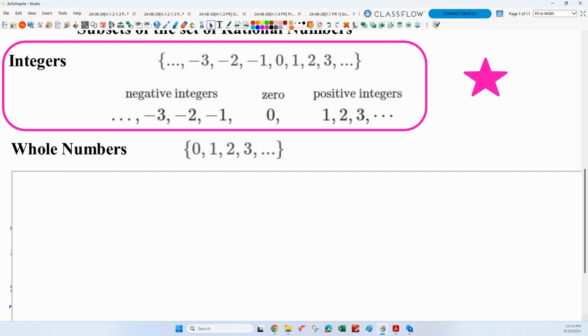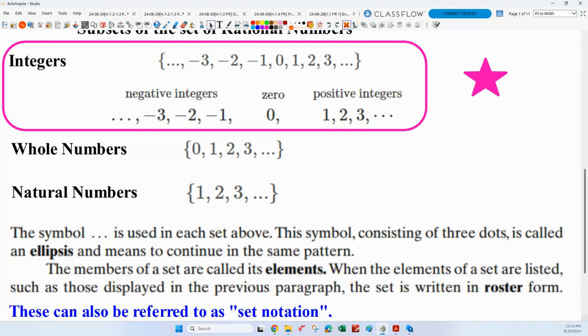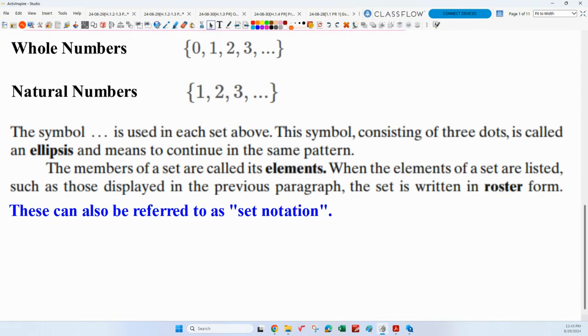If I exclude 0, so I start at 1 instead of 0, that's an even smaller set. That's a set that's inside the set of whole numbers that we call the set of natural numbers. And that's everything. That's all the sets we would ever talk about this year. Okay? All right, and then just for your notes, I just put some other stuff in here. Reminded you what an ellipsis is and what it means. This is called set notation, this simpler way of writing sets. Okay?